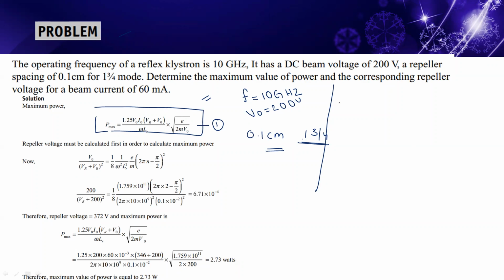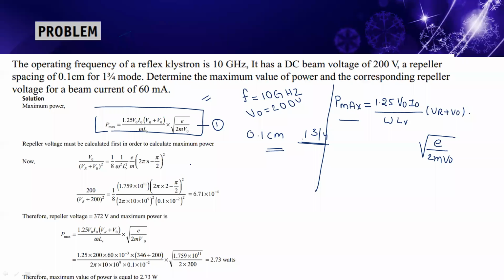P maximum equals 1.25 V naught I naught divided by omega L R, multiplied by the square root of e by 2 m V naught, the whole divided by V R plus V naught. Don't forget this formula. Everybody take a snapshot of the problem. This is P maximum.